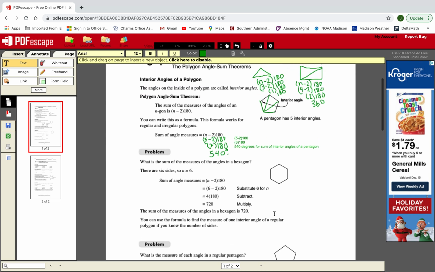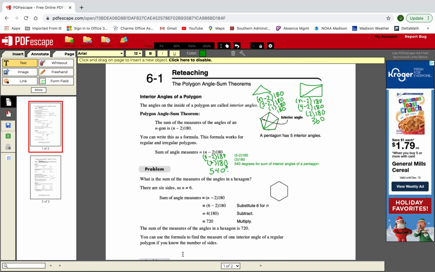Okay, so we are going to employ our calculator here and do some math. Math sounds good. Let's do math.